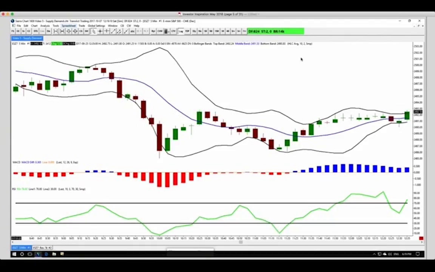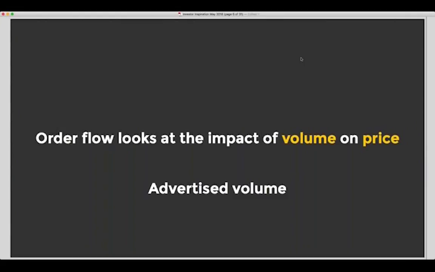It's only by looking at volume that we can really understand the forces which are going on in the market, which are causing price to move. So if we're going to put a definition on order flow, we can think of order flow as looking at the impact of volume on price. And there are really two areas of volume that we can consider.